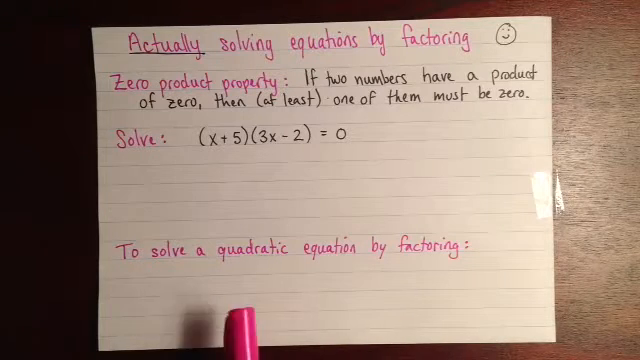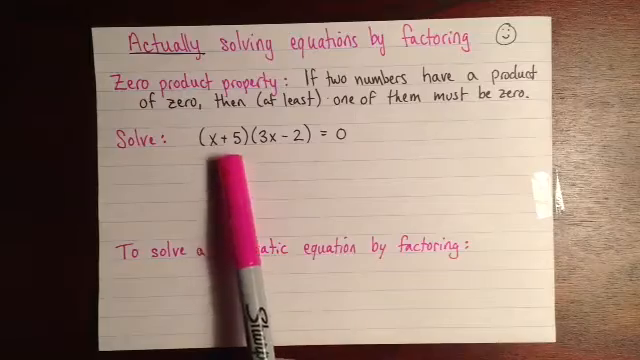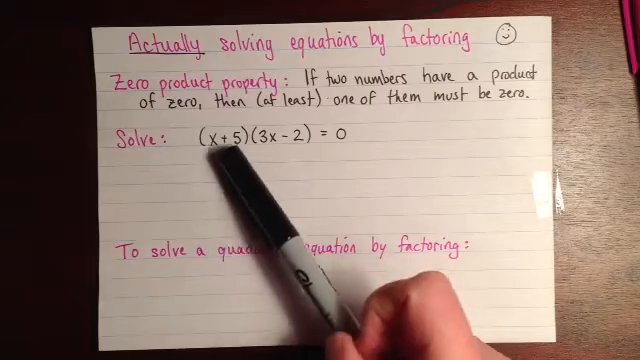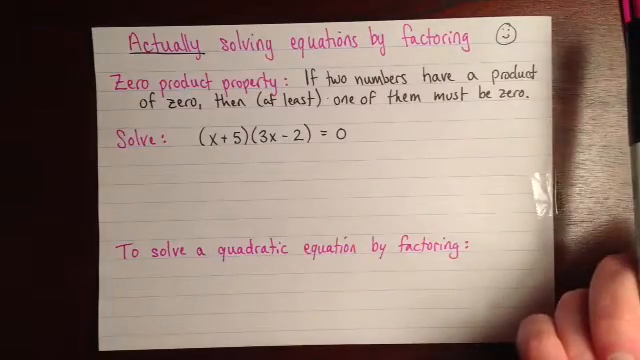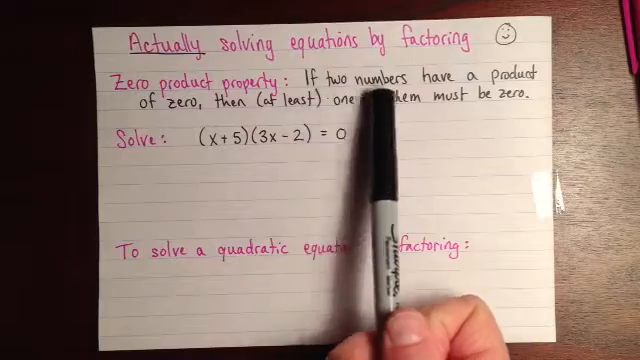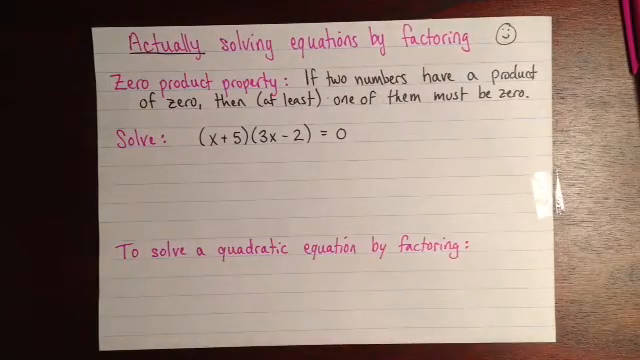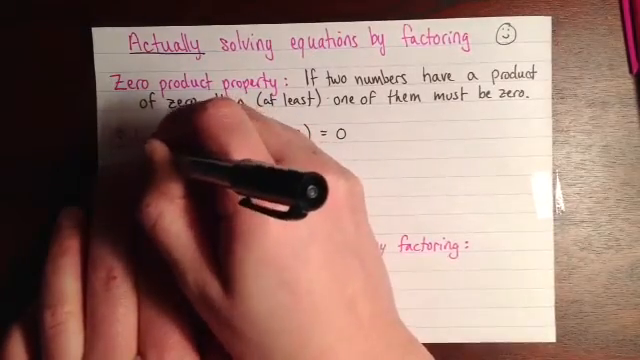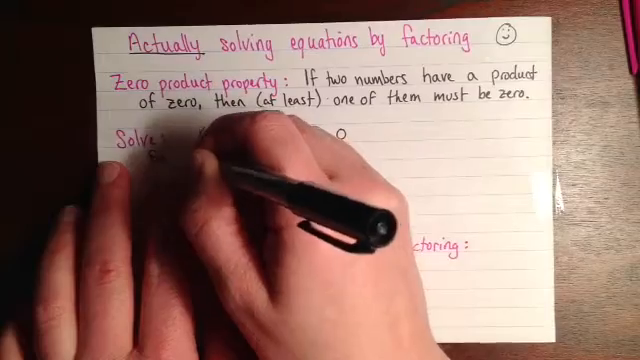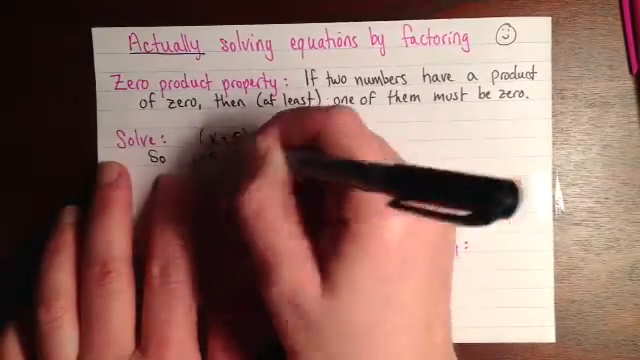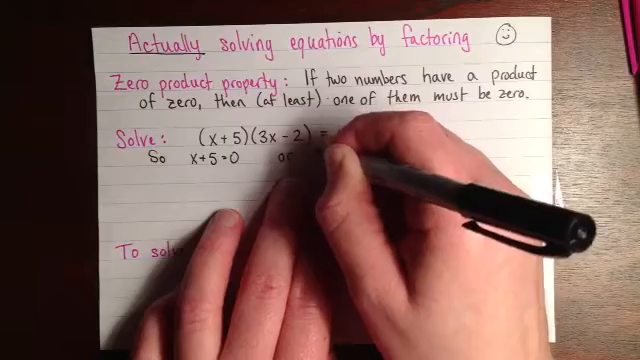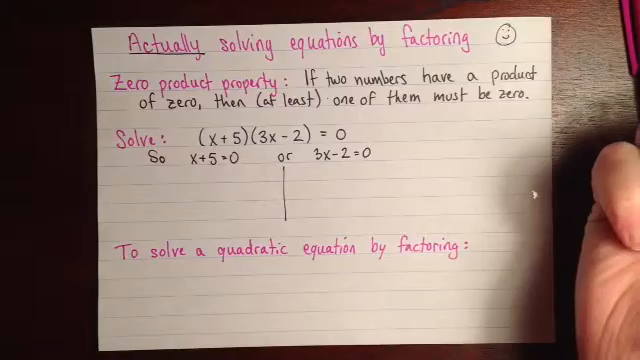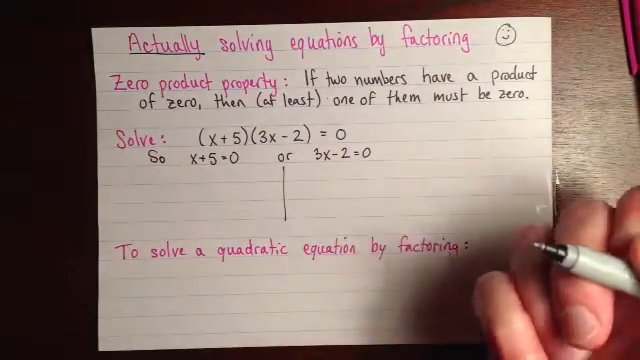So here's the idea. Imagine we had this equation here. This is a quadratic equation that's already been factored. If we need to solve that, what we see here is we've got something times something else equals 0. We've got two things that have a product of 0, so at least one of them must be 0. So there's two options here. Either x plus 5 equals 0, or else 3x minus 2 equals 0. Okay, so that's the big key idea right there.